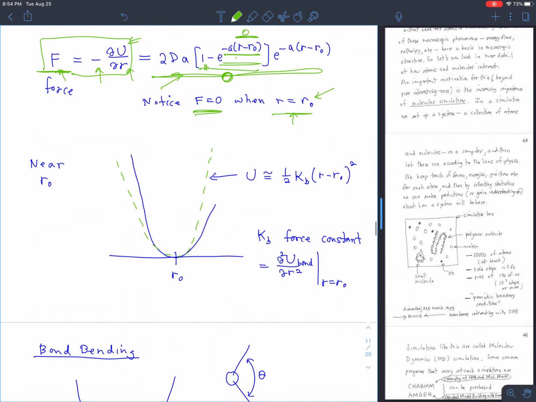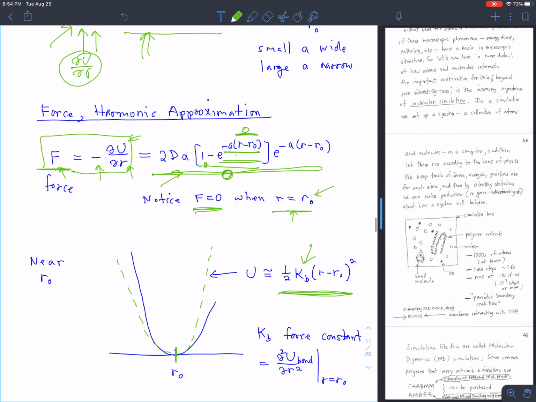All right, but let's suppose we're right near the equilibrium bond length. Then in that vicinity, the potential is approximately equal to a quadratic function like this. And the thing that controls how steep or how broad that quadratic function is, is the force constant here, or spring constant.